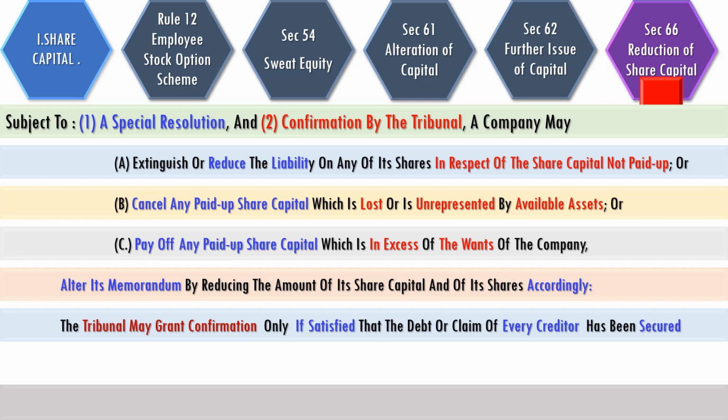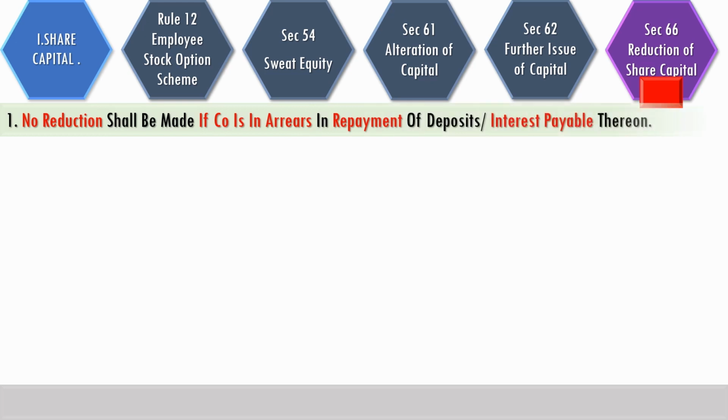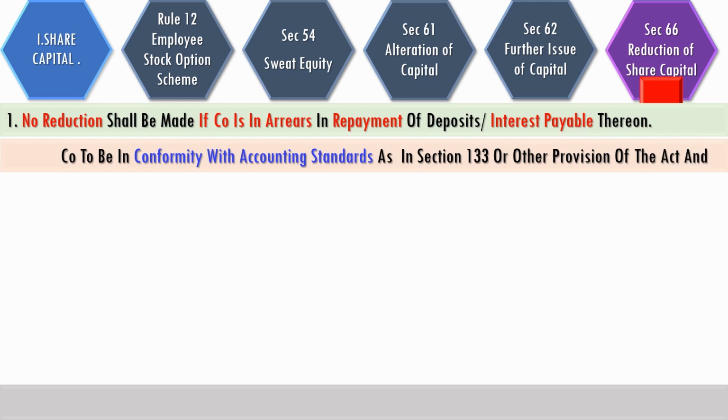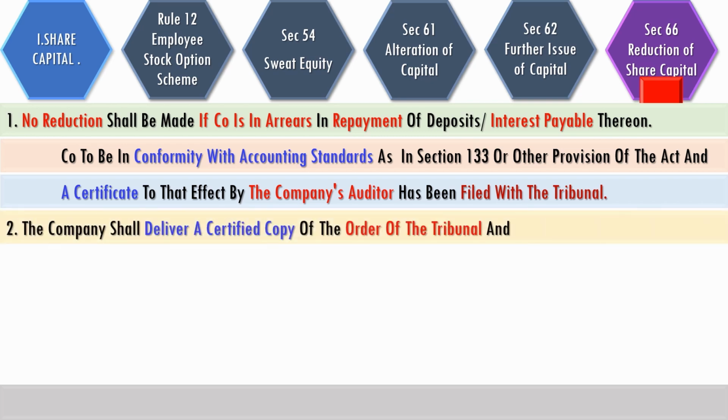However, the tribunal may grant confirmation only if it is satisfied that the debt or claim of every creditor of the company has been secured and protected. The reduction has certain strict steps to be followed. No reduction shall be made if the company is in arrears in repayment of deposits or interest payable on them. The company has to be in conformity with accounting standards and other provisions of the Act, and a certificate from the auditor is to be filed with the registrar and the tribunal.